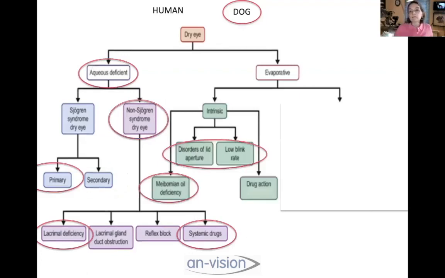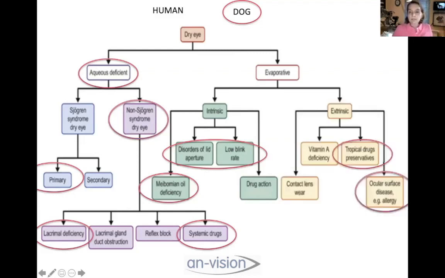And then the second part, which is actually the one that we see currently more number-wise, is the evaporative tear dry eye. And here you can see disorders of the lid aperture. That's something that affects us a lot. Low blink rate and the meibomian oil deficiency, meibomian gland disease. And if you look here at the topical drug application with preservatives, we see that some drugs are not tolerated well and they cause evaporative tear film disease.